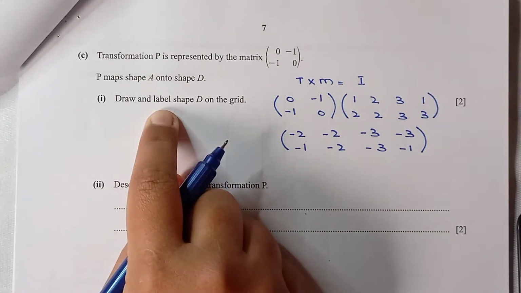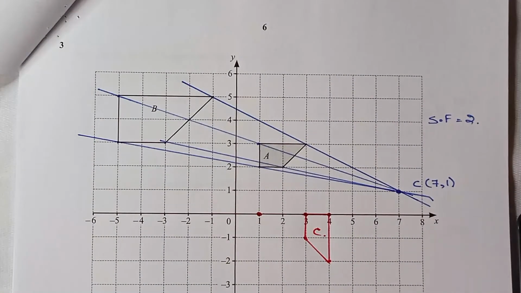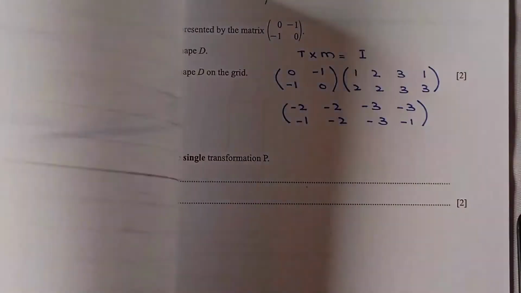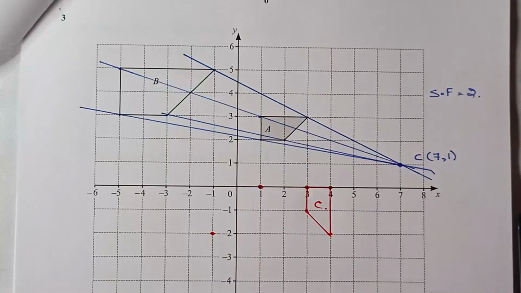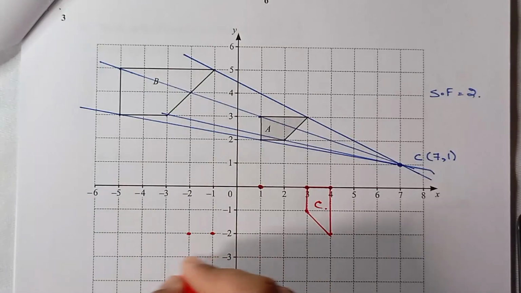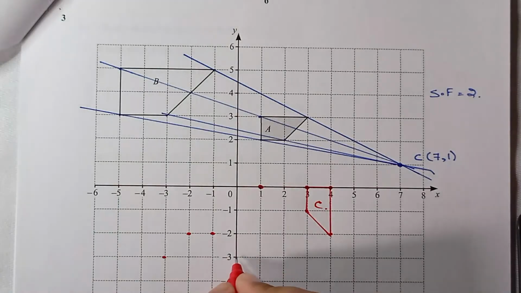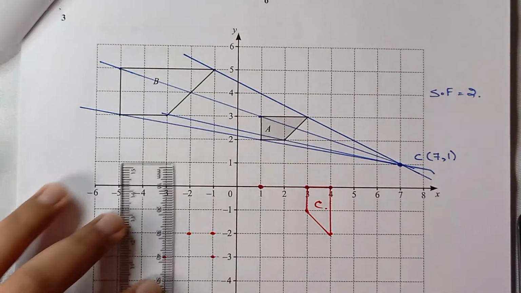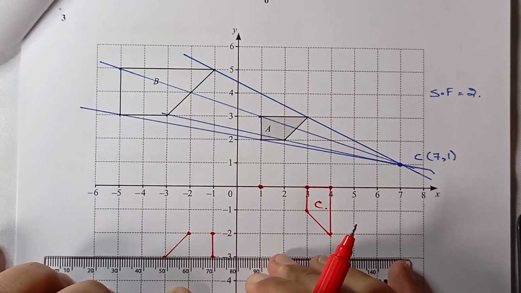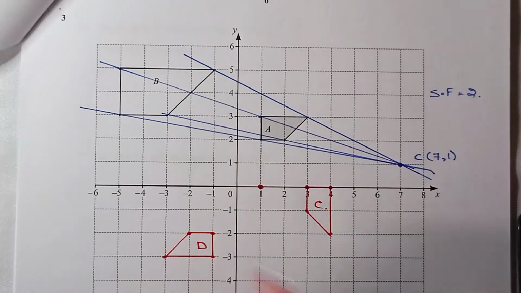Now we need to draw and label shape D on the grid. So the point is (-2, -1). Let me draw where is (-2, -1). X is -2, y is -1, right? Next is (-2, -2). X is -2 and y is -2. Then (-3, -3). And the last (-3, -1), so x is -3 and y is -1. So this is shape D.